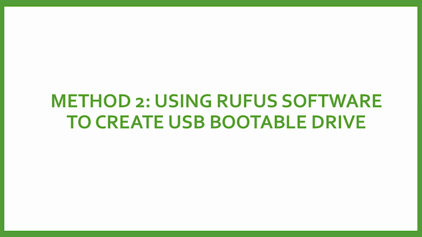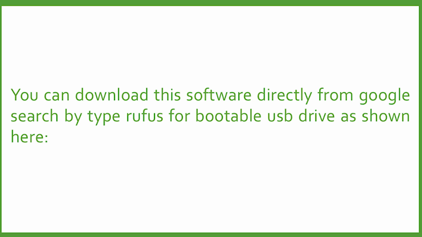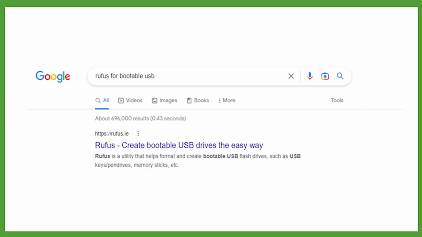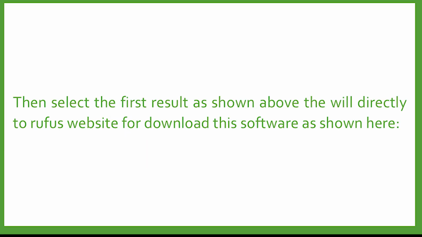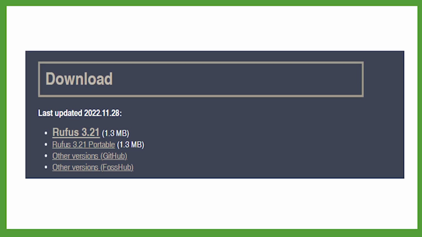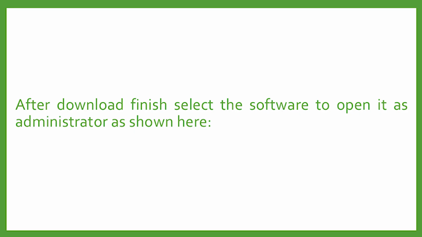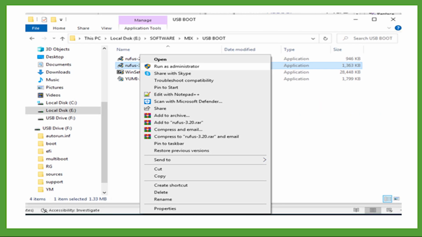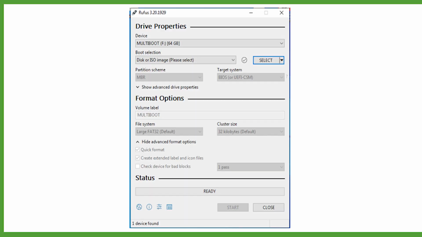Method 2. Using Rufus software to create a USB bootable drive. You can download this software directly from a Google search by typing Rufus for bootable USB drive as shown. Then select the first result as shown, which goes directly to the Rufus website to download this software. Then scroll down, find the Rufus download version 3.21, and click it to download. After the download finishes, select the software to open it as administrator as shown. After that, the following dialog box will appear as shown.